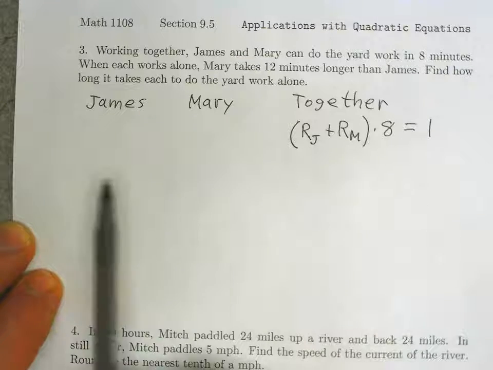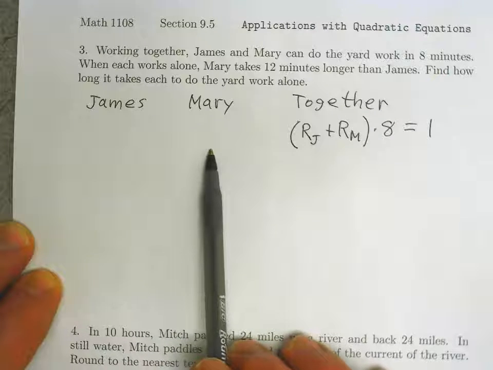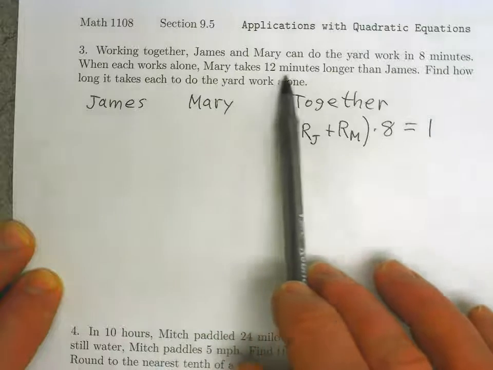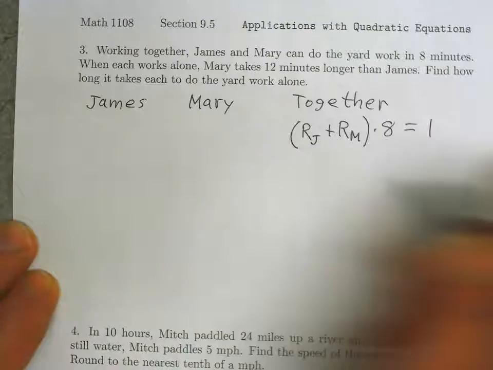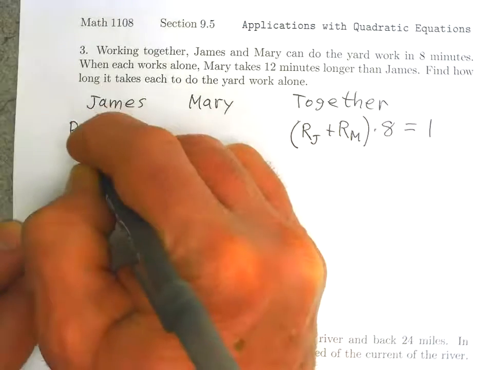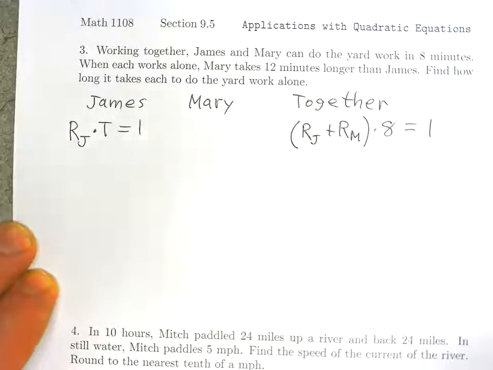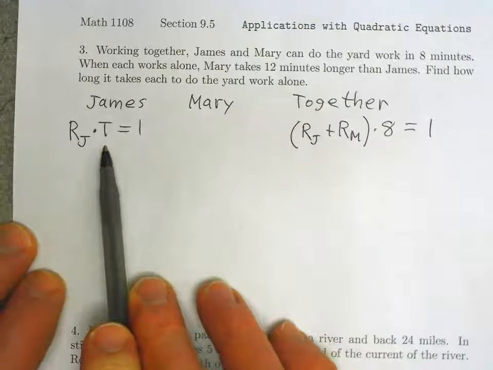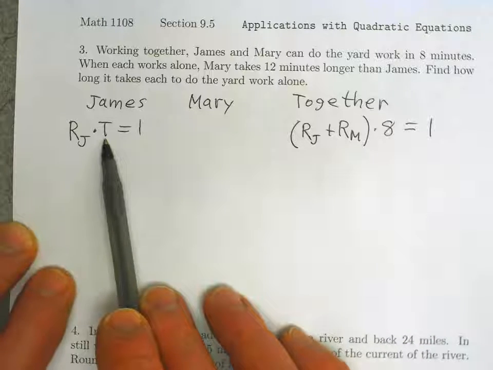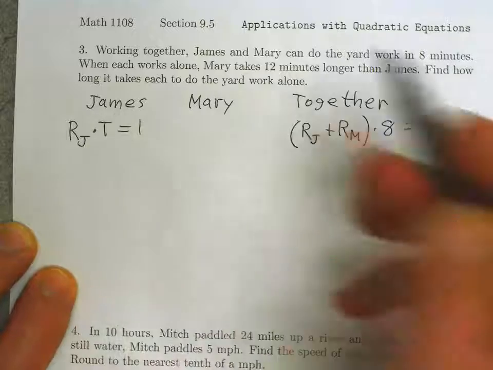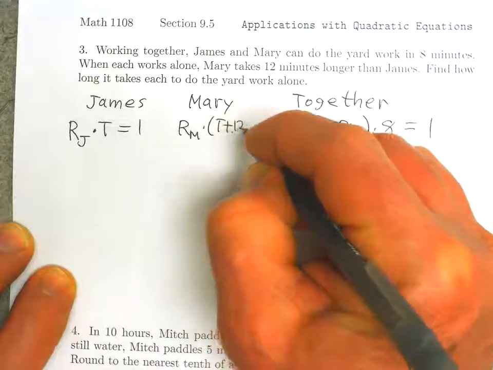Okay, we don't know yet how long it takes James by himself and Mary by herself, but we do know that Mary takes 12 minutes longer than James. So we can pick a variable to represent the amount of time it takes James. I'll use capital T this time for the amount of time it takes James to do the yard work by himself. And Mary takes 12 minutes longer than James. So if James takes T minutes, then Mary takes T plus 12 minutes.